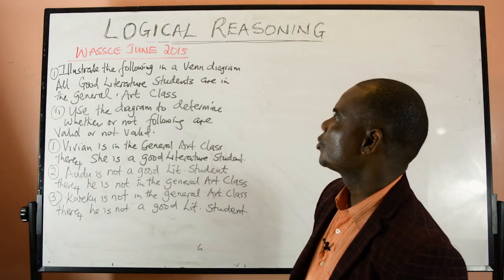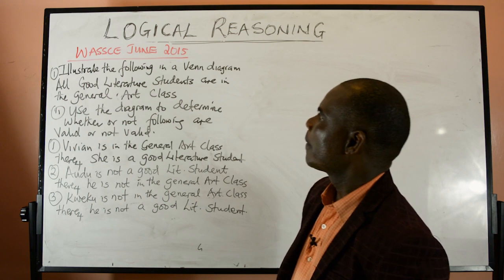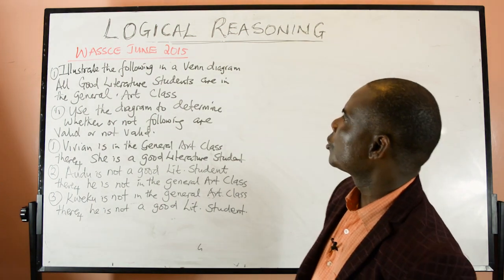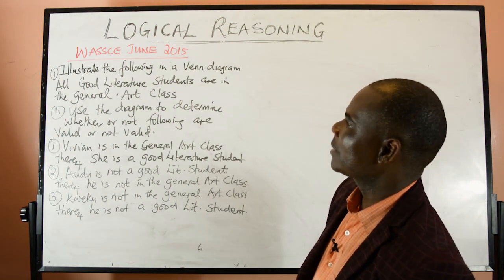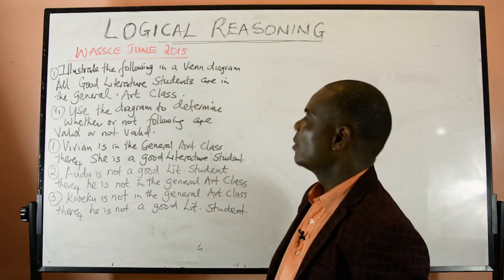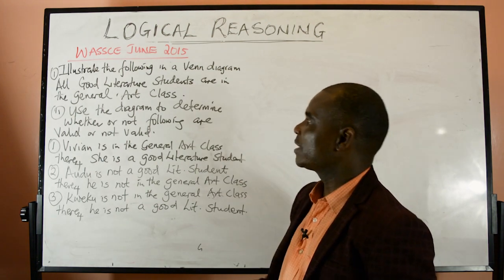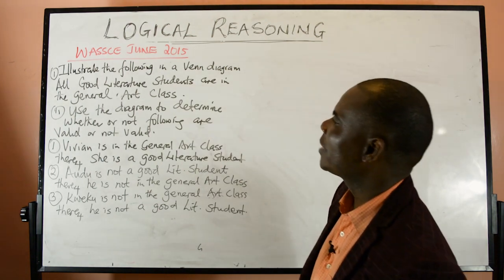All good literature students are in the general art class. That is the first statement there, and they say use this diagram. After illustrating it in a Venn diagram, you are supposed to use the Venn diagram to determine whether or not the following are valid or not.